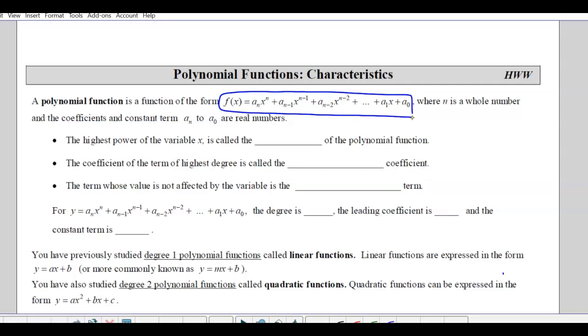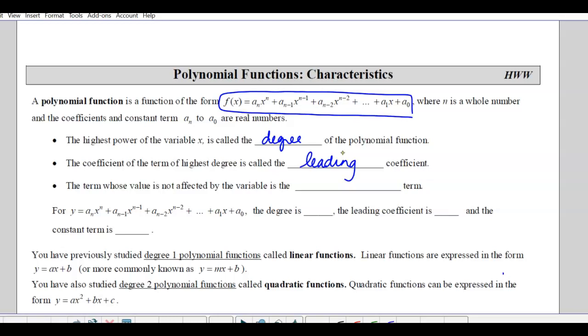So the a's are real numbers. The highest power of the variable x is called the degree of the polynomial function. You learned that in Math 10. The coefficient of the term of highest degree is called the leading coefficient, because we like to show our polynomial functions in descending order of degree. So the highest degree term will be first, and the a value is the leading coefficient.